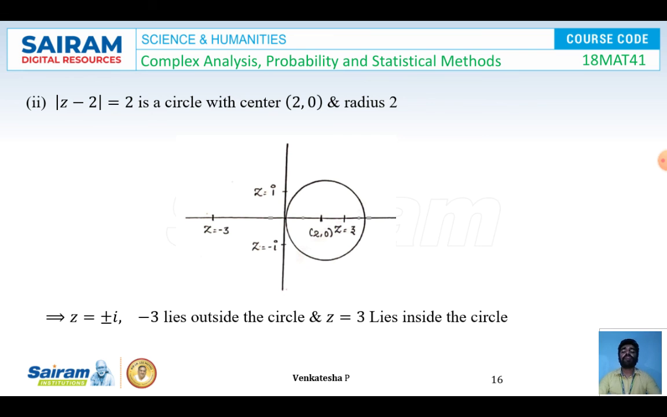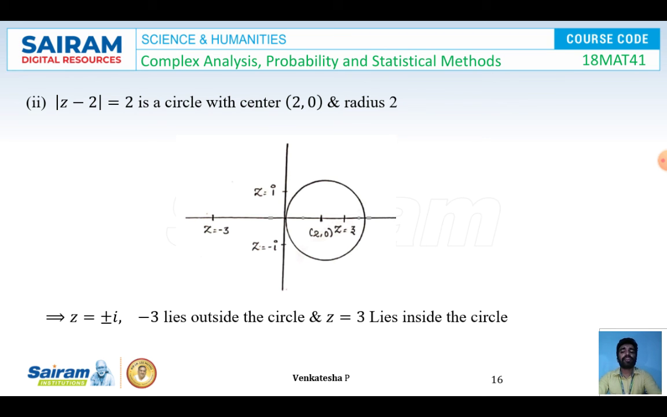The next curve is given as mod of z minus 2 is equal to 2, a circle with center at (2, 0) and radius equal to 2. So now plot the circle of radius 2 with center at (2, 0). After plotting this circle, we can see that the points z is equal to minus 3, z is equal to i and z is equal to minus i lie outside, and the point z is equal to 3 only lies inside the circle.